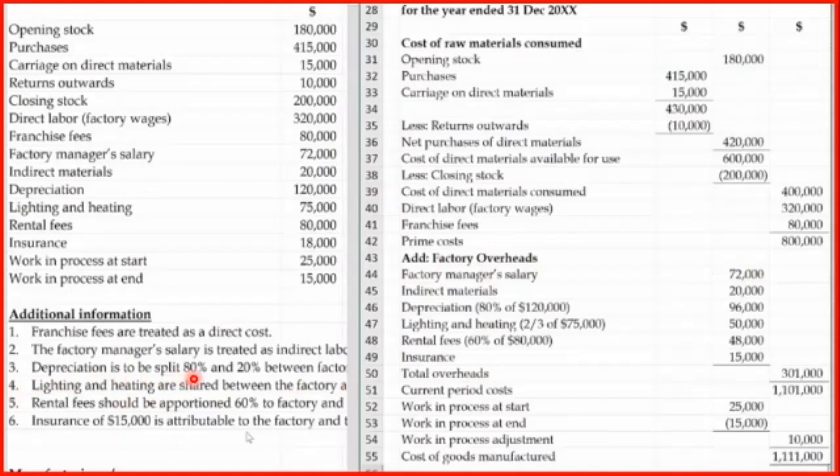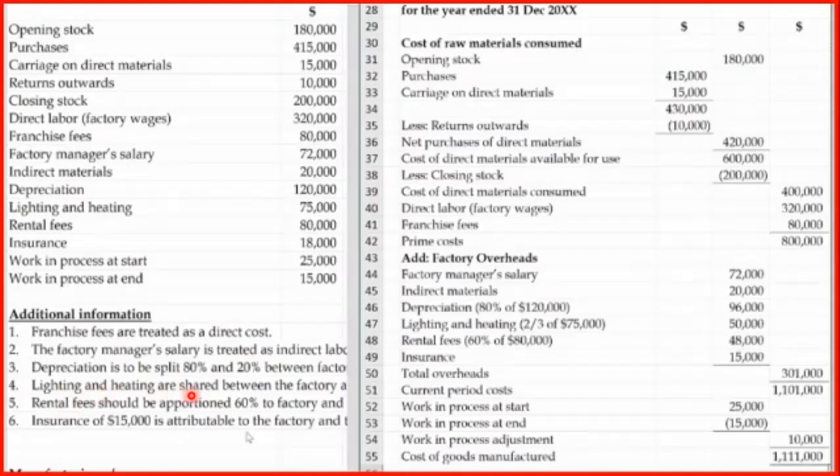Depreciation is to be split 80-20 between the factory and administration, right? So 80% of the depreciation, we get the depreciation of 120,000. I would take 80% of it and we get 96,000. Right? The other 20% will go in your income statement. Sometimes you are not given the depreciation here, but you are given the formula to use and you have to calculate the depreciation and then apportion it like this.